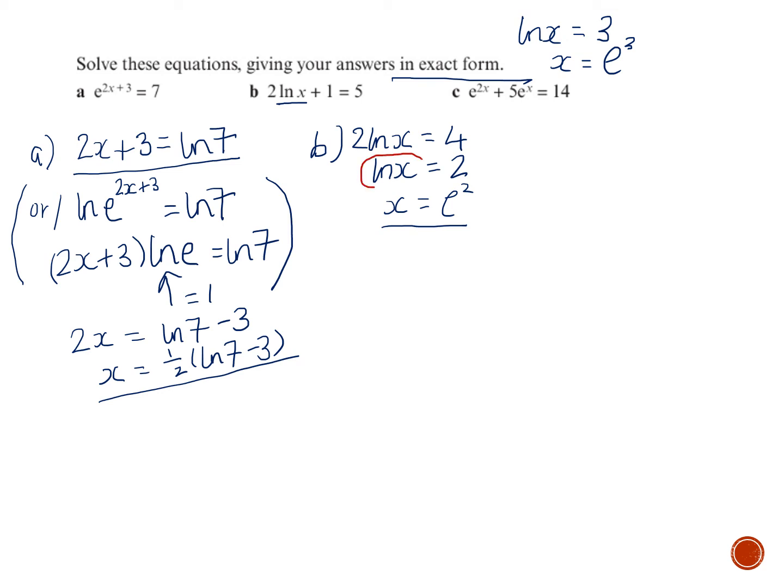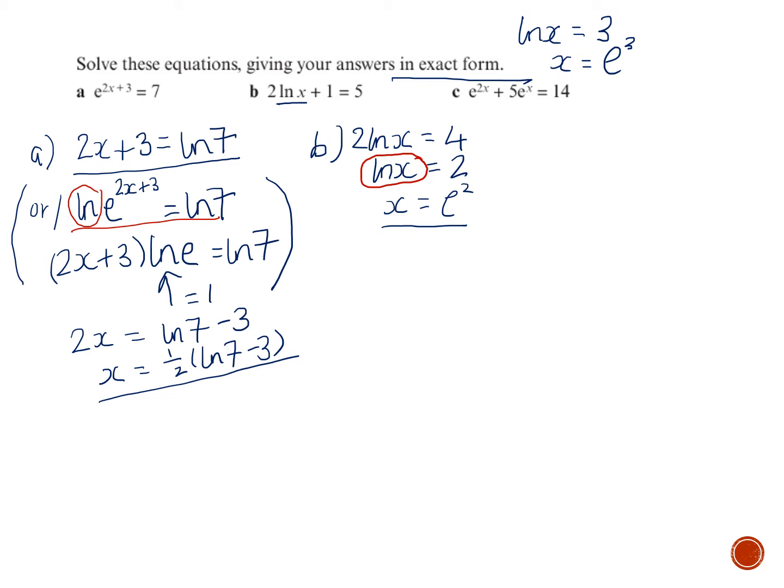Here's the really important bit for this. Before you do e to the power, you must make sure you just have ln of something with no numbers around it. And the same here, you must make sure that you just have ln of something. So that's fine. That was just writing out the extra step. Sorry, I got a little bit lost there. So for part B, do make sure you just have ln x equals something there.